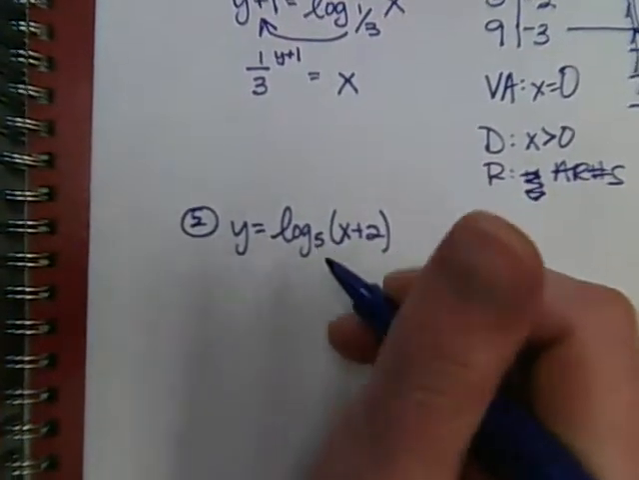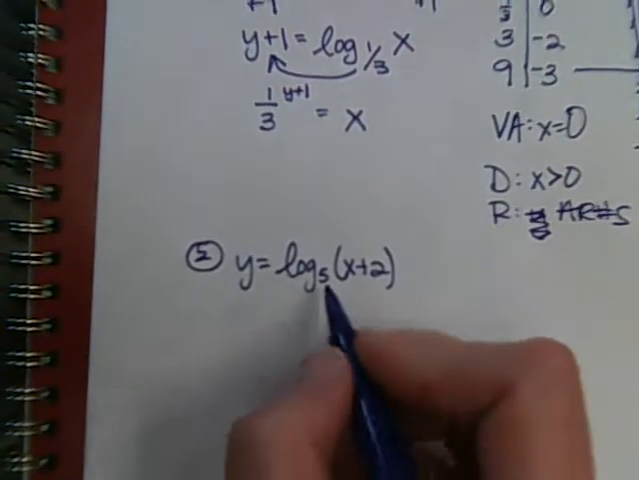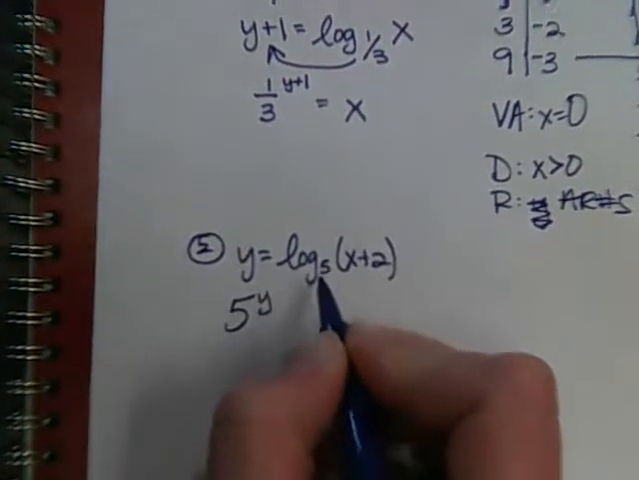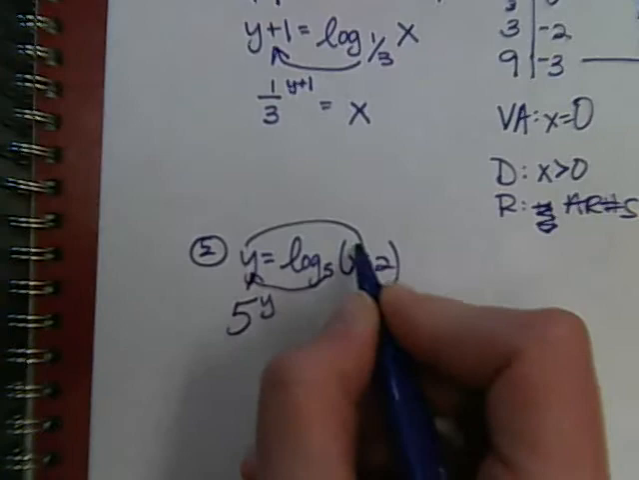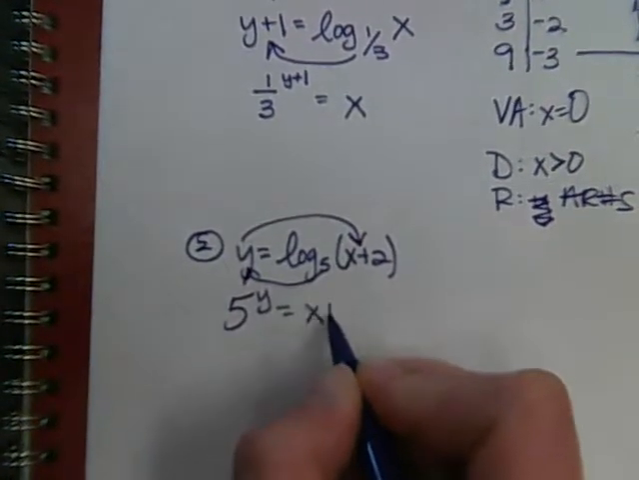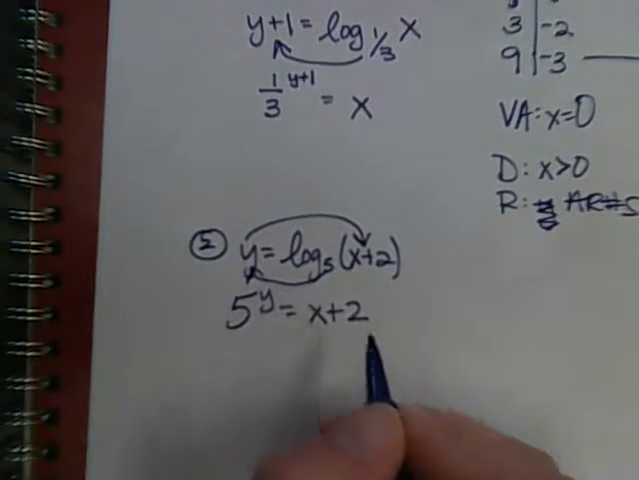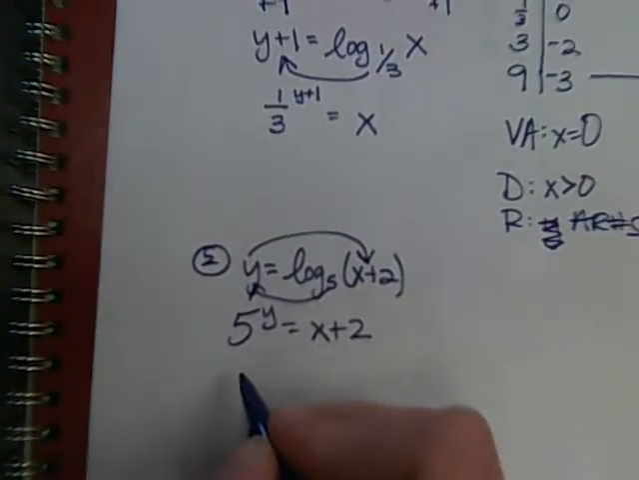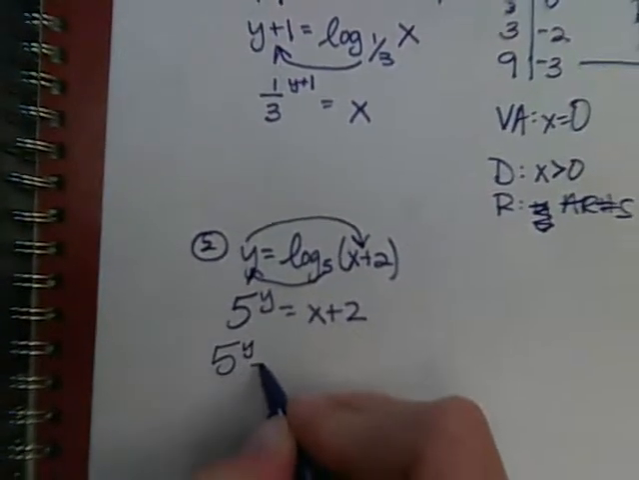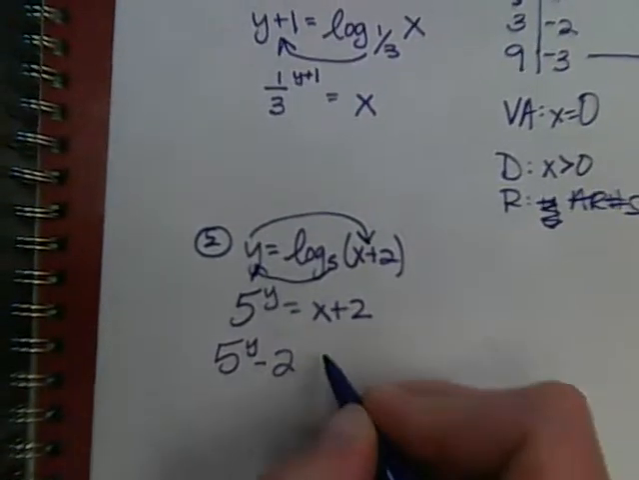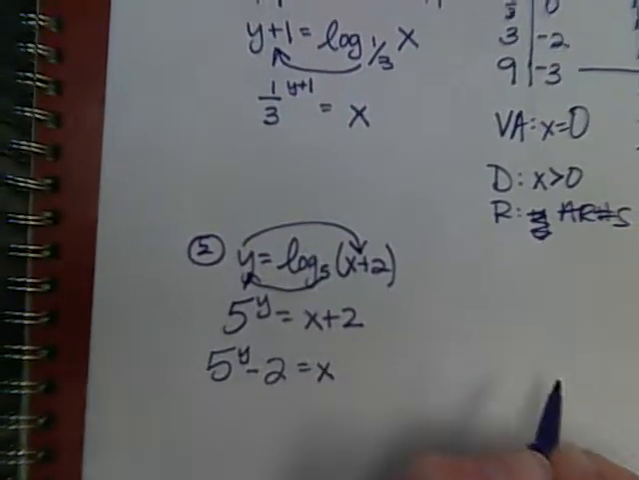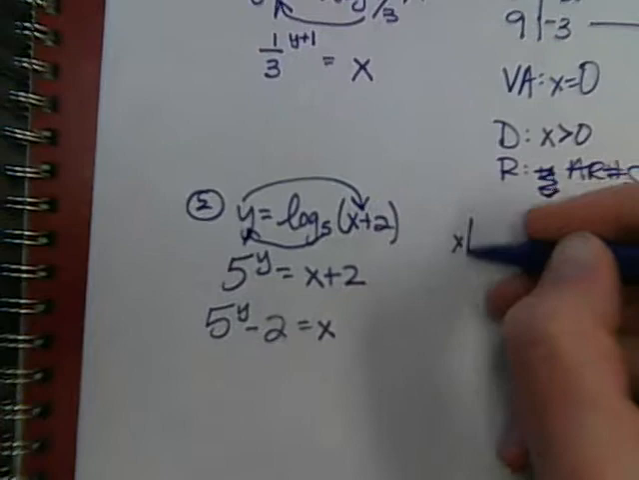So here, this x plus 2 is locked in. So I can actually start by writing it as a power here. 5 to the y equals all of this piece. Okay, and then because I'm making a backwards xy table, I want to get that x by itself, so I'm going to subtract this 2. He doesn't go up in the exponent, he's just being subtracted. Now I'm going to make an xy table.